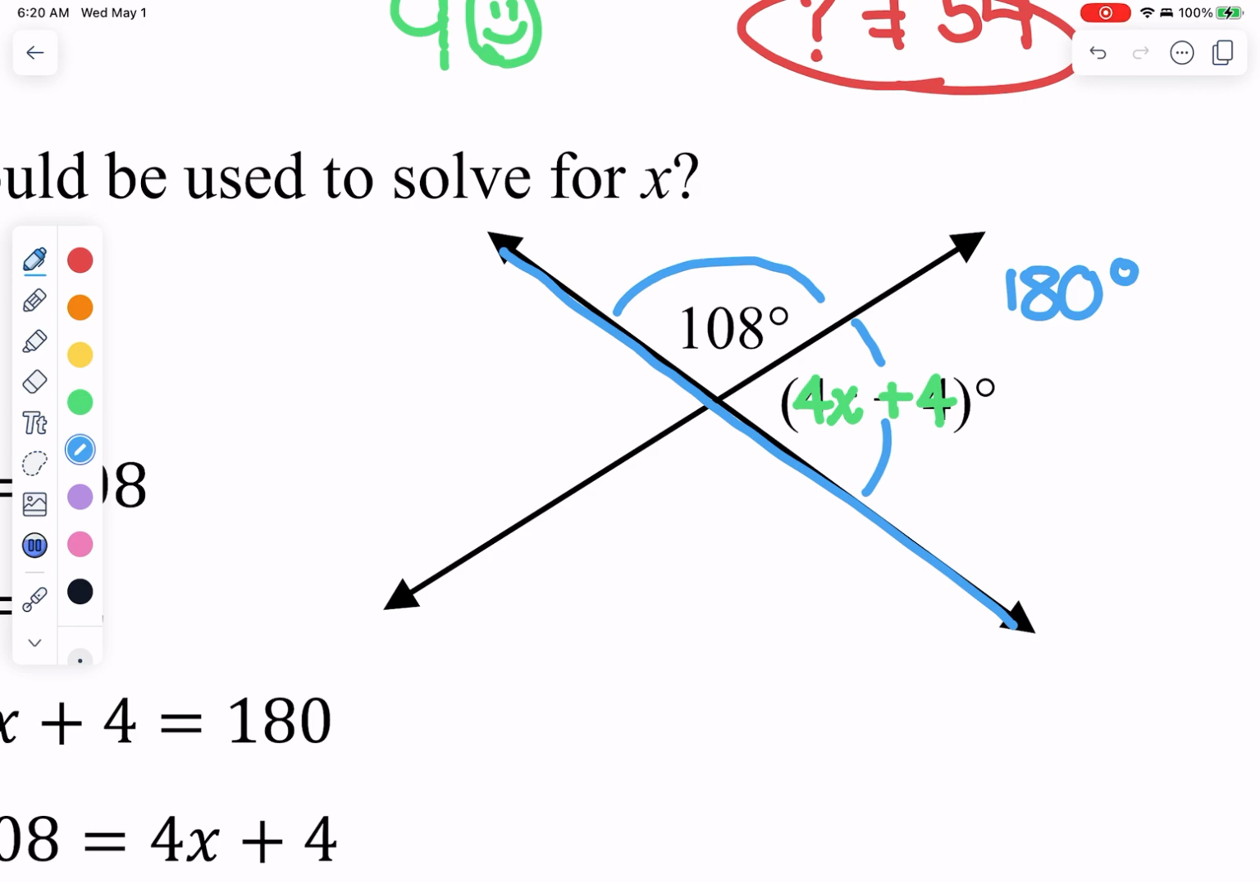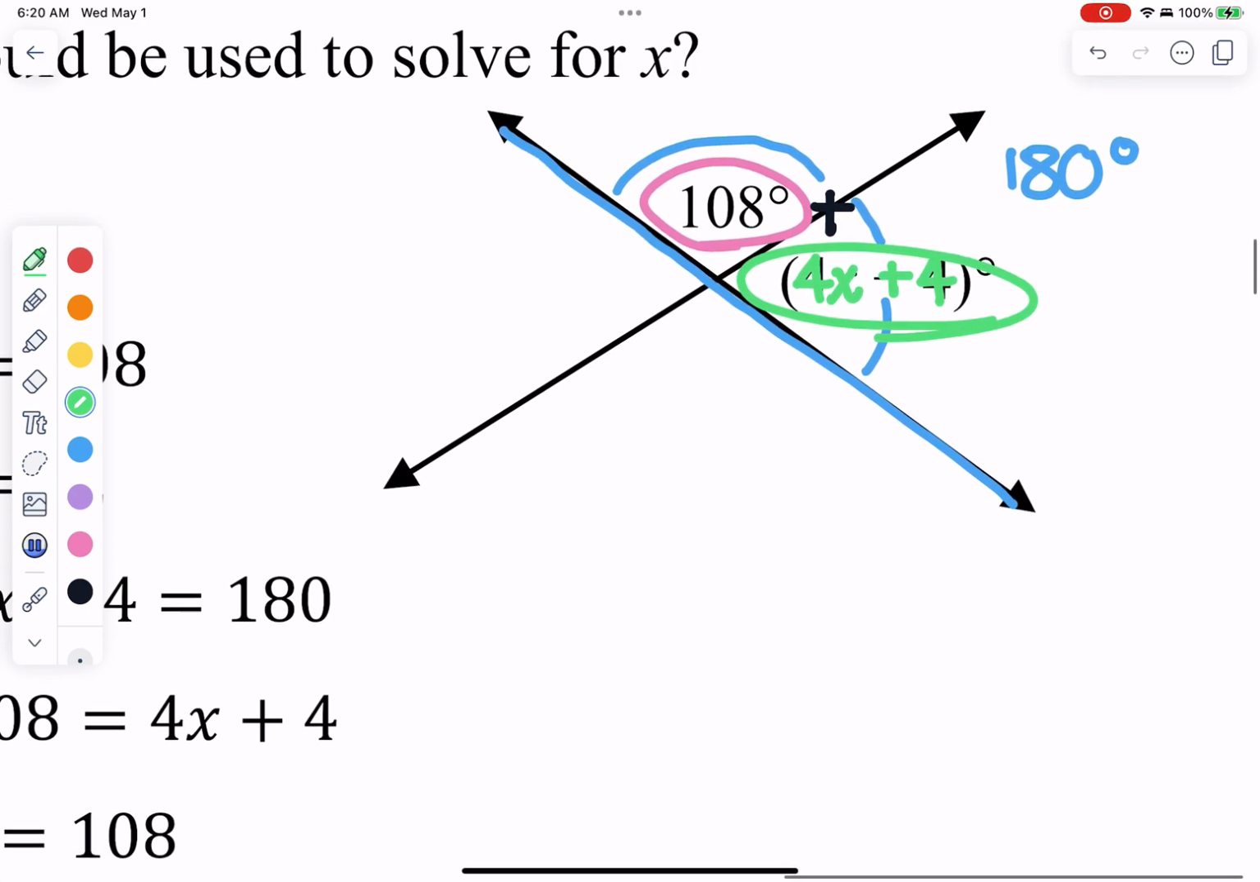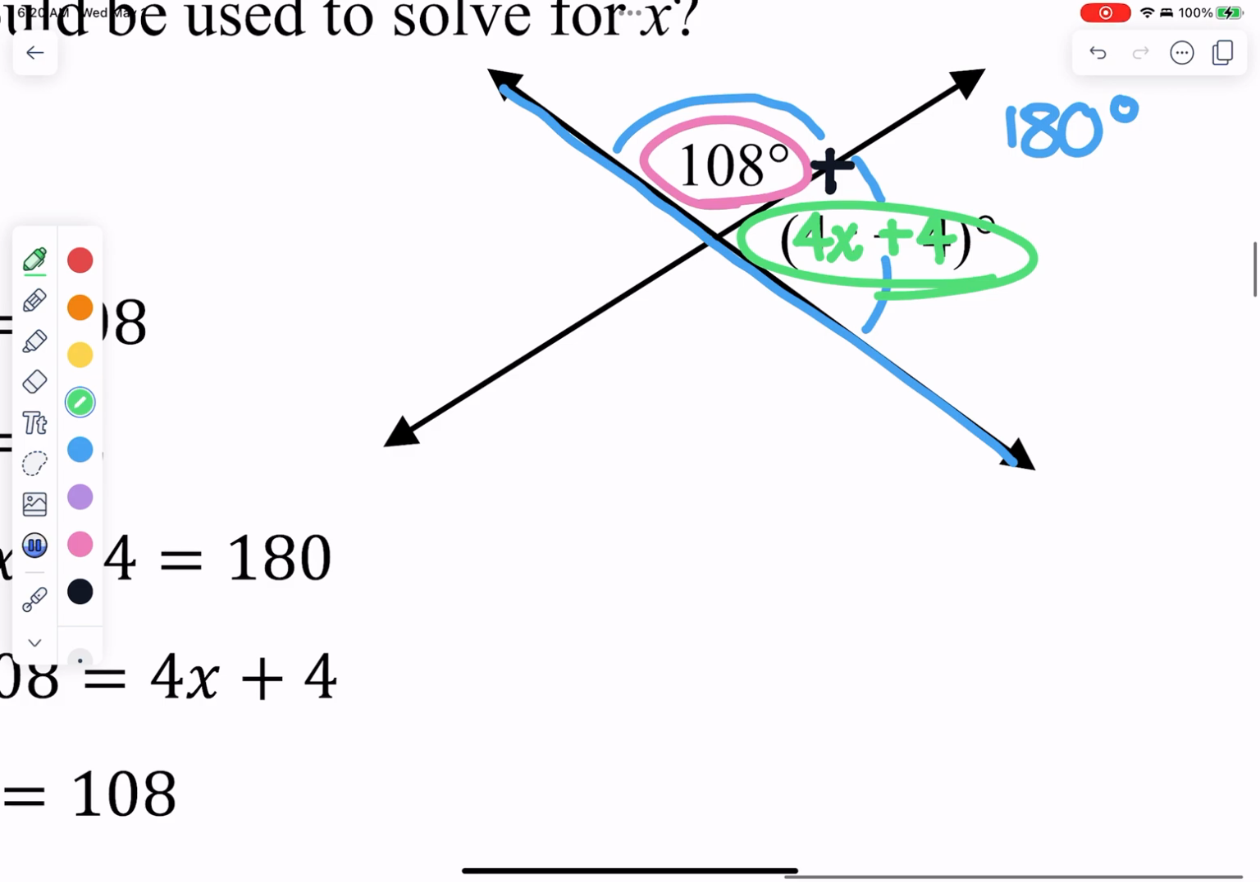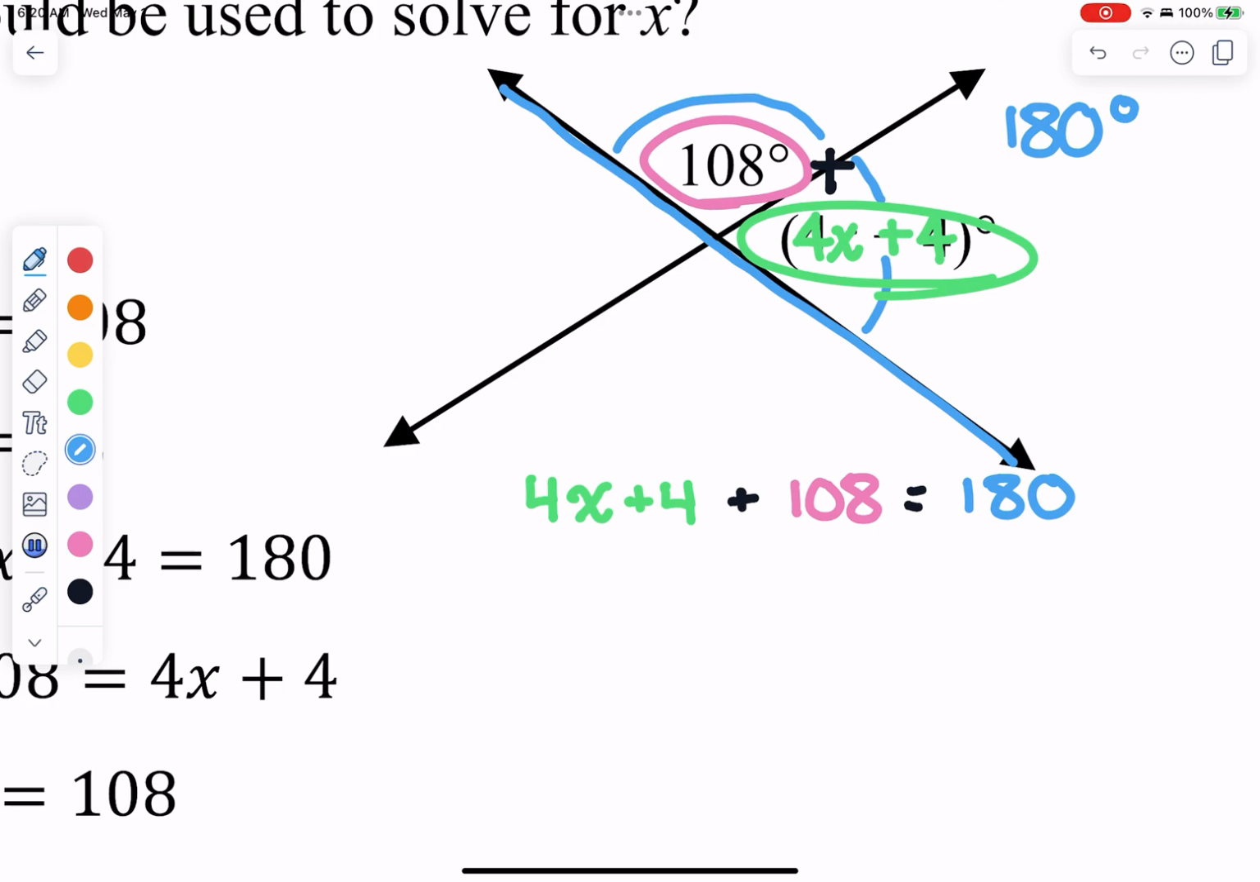Okay? So, if these two angles together make up 180 degrees, I could just write an equation that looks just like that. Taking my 4x plus 4 and adding 108 to it. Let's see that. 4x plus 4 plus 108 equals 180. This is going to help me solve for x.